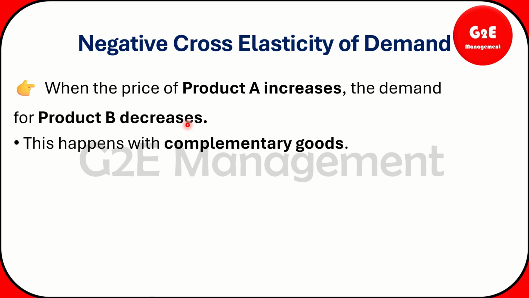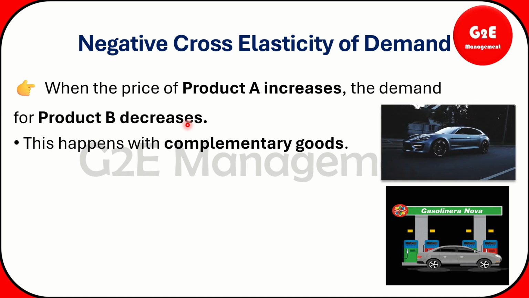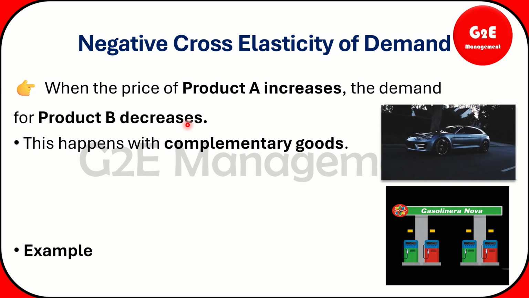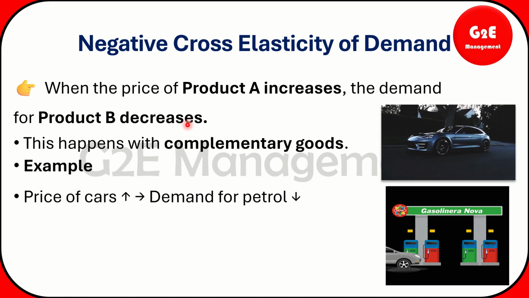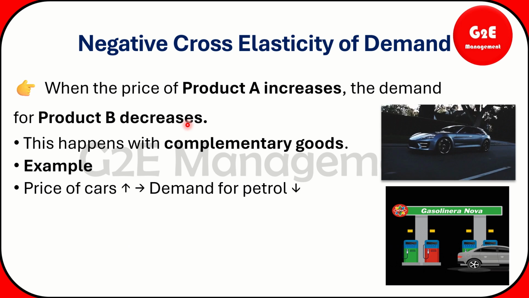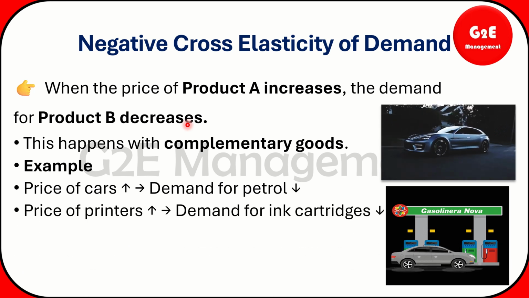So what kind of goods have a negative relationship? Complementary goods. So what are complementary goods? Say, for example, if the car price increases, what will happen? Consumers never buy cars, so automatically the demand for petrol will drop. Look here: the price of cars increases, and the demand for petrol decreases. There is an inverse relationship.